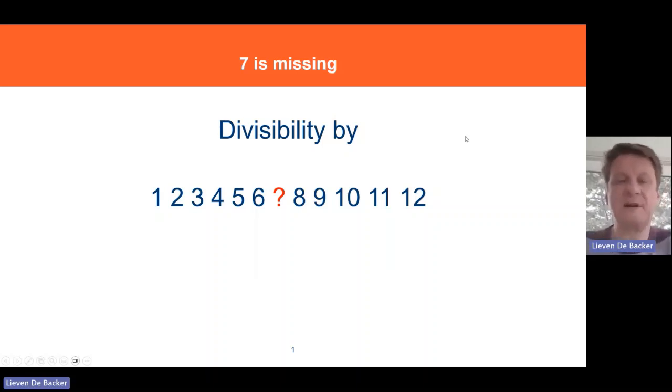So as you know, till now we have easy methods to find divisibility by 1, 2, 3, 4, 5, and 6, and also for 8, 9, 10, 11, and 12. But the method for 7 is missing. There are some methods, but they're based on multiplication. They're not so easy to calculate by head.